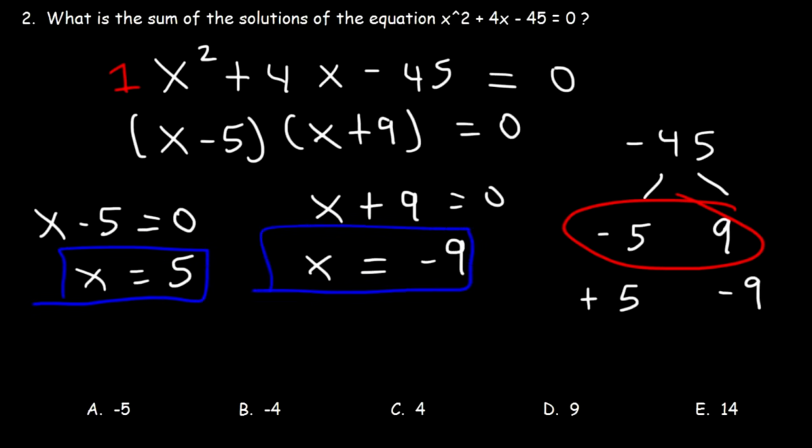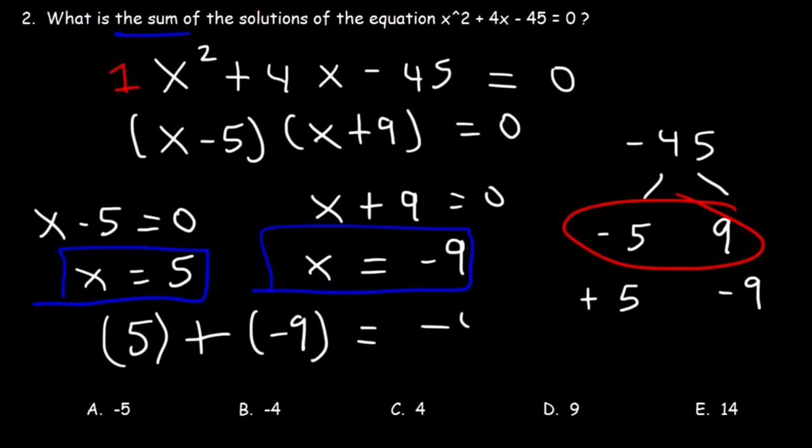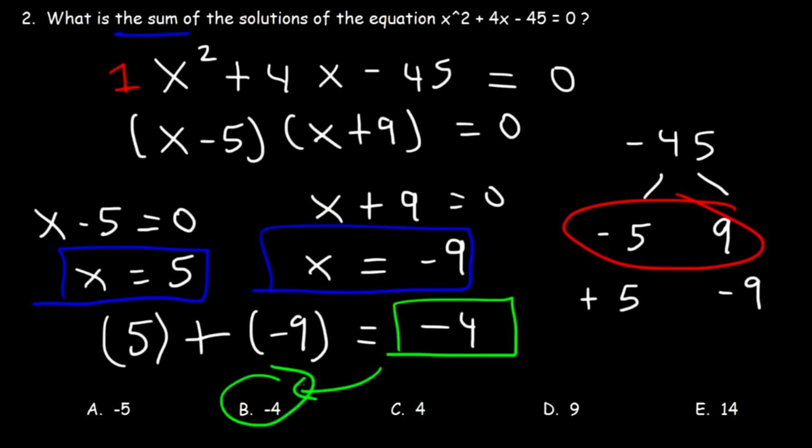Now the problem wants to know what is the sum of the solutions of the equation. So if we were to add 5 and negative 9, this will give us a sum of negative 4. So negative 4 is the final answer of the problem. So B is the right answer.